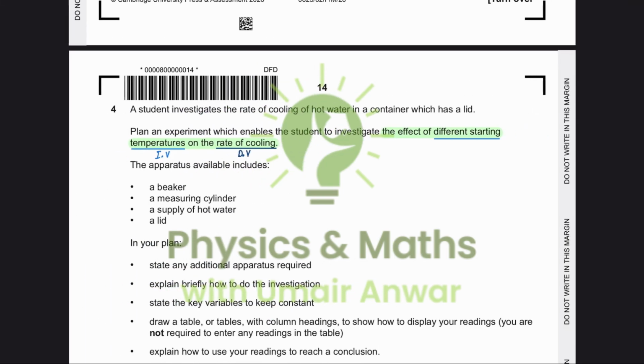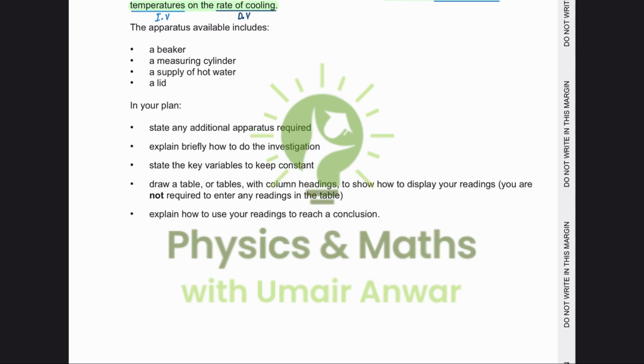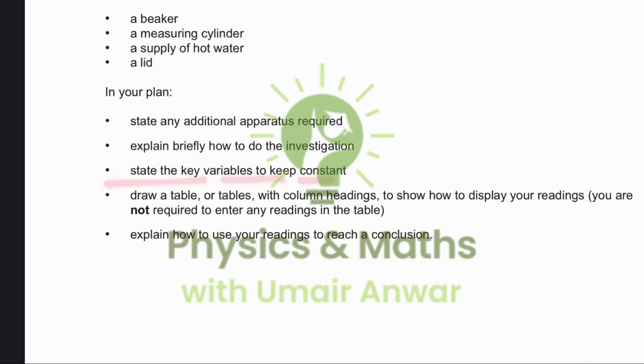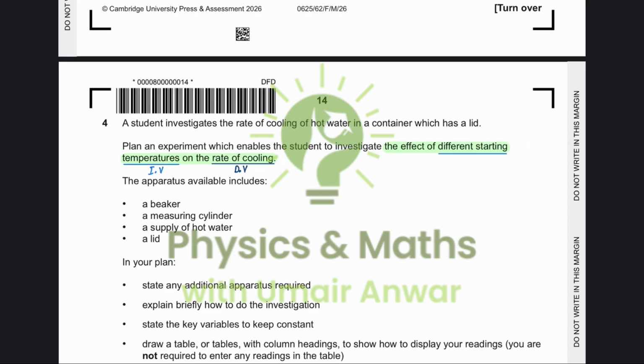So once we have these 2 things in mind, then it is easier to plan and then write down the answer. Now the question says apparatus available includes a beaker, which obviously would be used to hold the hot water, a measuring cylinder, which would be used to measure the volume of hot water, a supply of hot water, and a lid. In your plan, state any additional apparatus required. Now, we are going to go back to the statement, and we are going to see what the 2 variables are that we are going to measure. The first one is we have to measure the temperature. So for measuring the temperature, a thermometer would be needed. So our independent variable requires us to have a thermometer so that it could be measured.